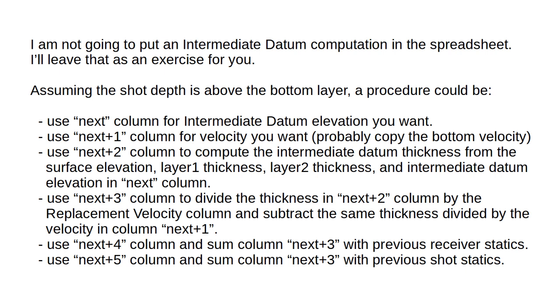Use next plus 3 column to divide the thickness in next plus 2 column by the replacement velocity column, and subtract the same thickness divided by the velocity in column next plus 1. Use next plus 4 column and sum column next plus 3 with previous receiver statics. Use next plus 5 column and sum column next plus 3 with previous shot statics.